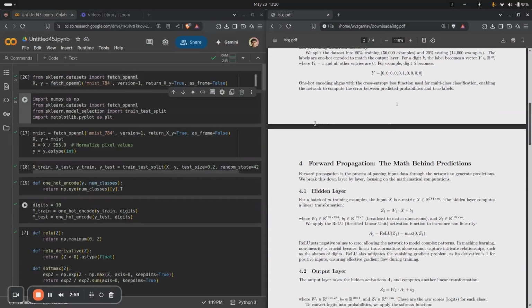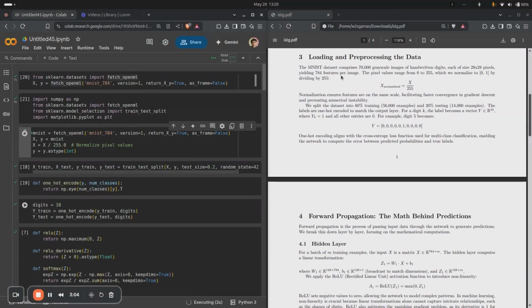The labels are one-hot encoded, as we'll see as we move on to the code implementation, to match the output layer. For a digit k, the label becomes a vector, as you can see here, where y of k is 1 and all the other entries are 0. For example, the digit 5 becomes, as you can see over here, this representation. One-hot encoding aligns with the cross-entropy function used for multi-class classification, enabling the network to compute the error between the predicted probabilities and the true labels.